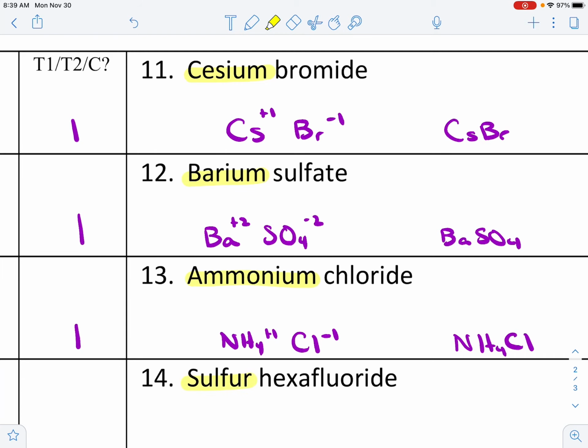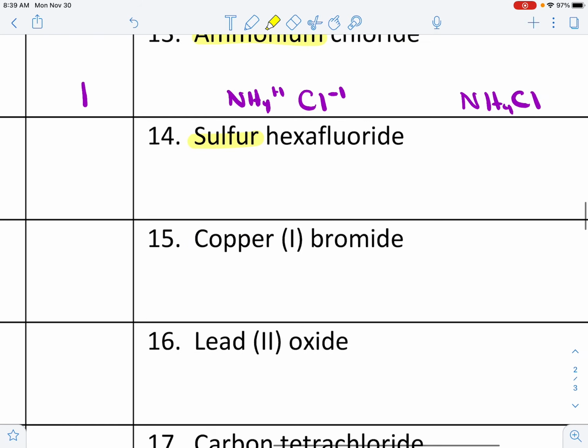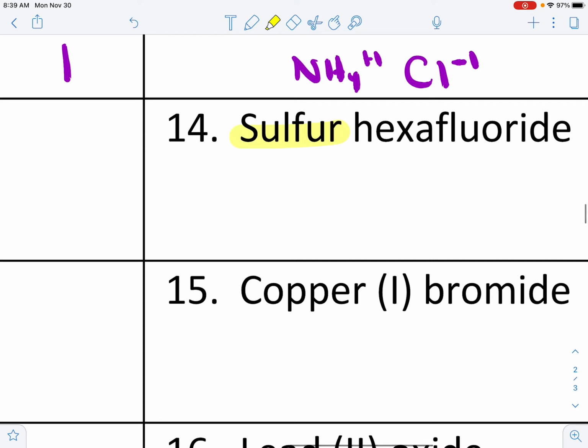Now we have sulfur. It is covalent. Right? So now we just write what it says. So if I just have one sulfur, I'm just going to say S, and then it says hexafluoride. So F6, we have 6 fluorides. Okay? Awesome. Keep rolling.